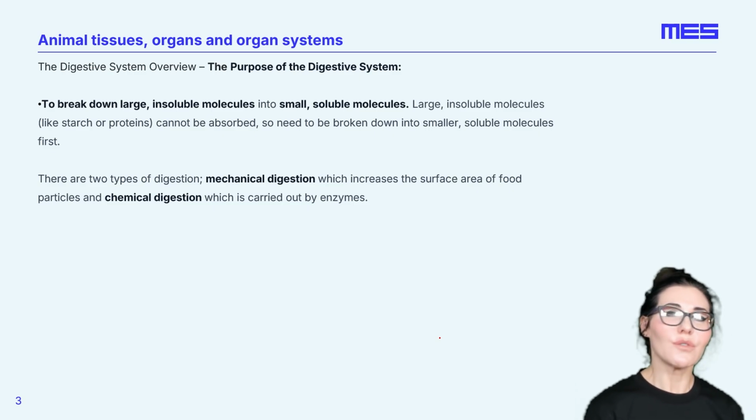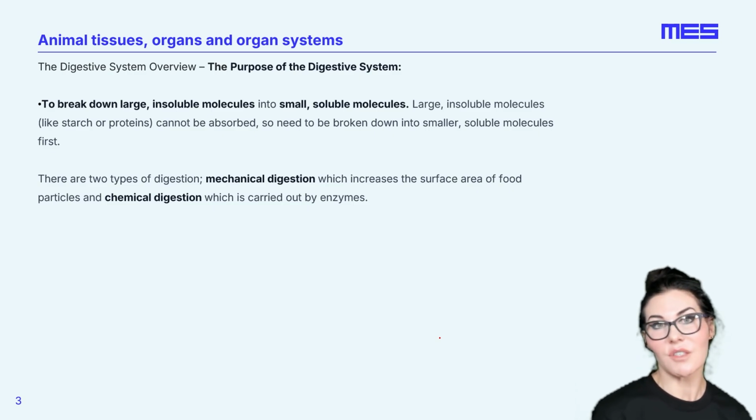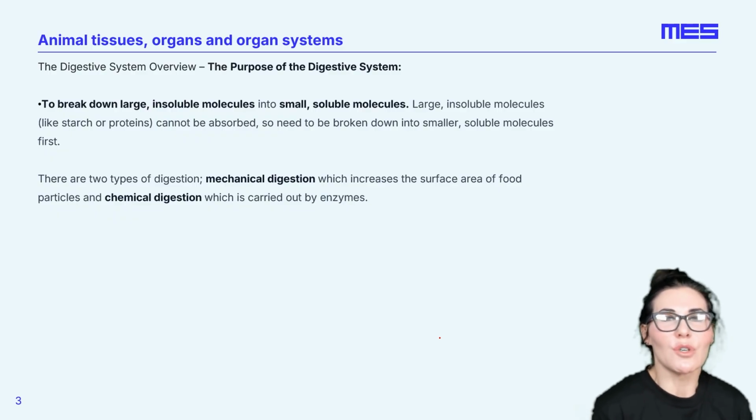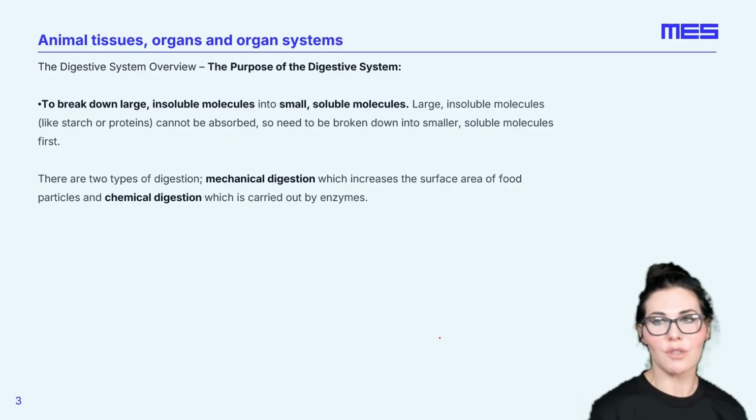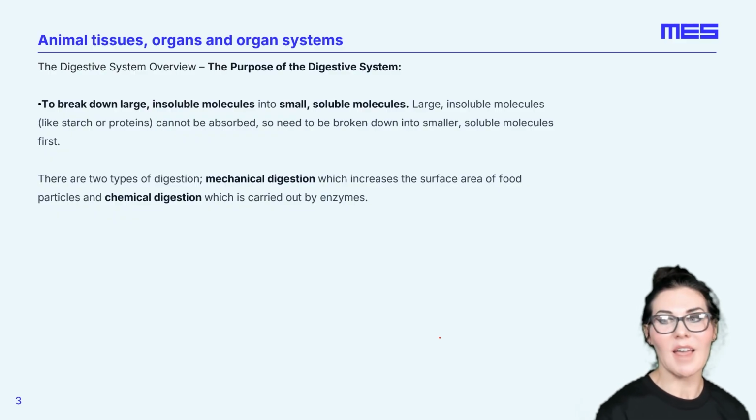Digestion comes in two forms. We have mechanical digestion, which is a physical type of digestion involving the grinding and the crushing up and the mushing up of food, where the food gets made into smaller and smaller parts, but there's no chemical change to the food at this point. Chemical digestion, on the other hand, is when we get chemical changes, and this is typically carried out by enzymes.